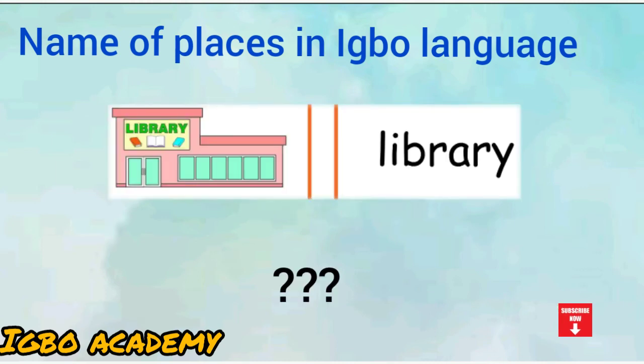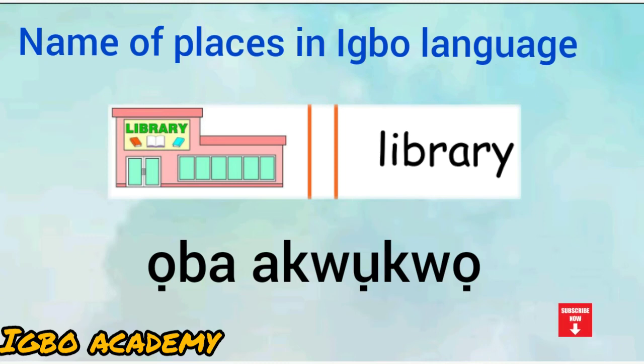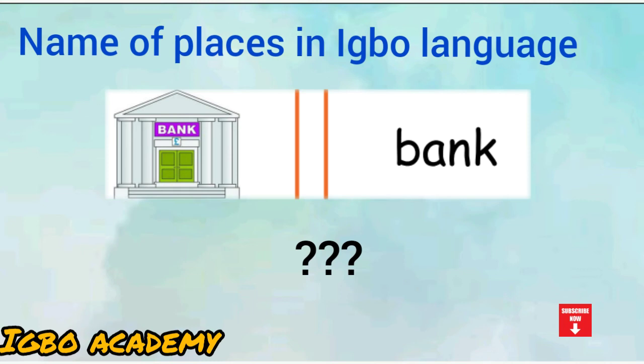What is this place? This is a library. So what do you call it in Igbo language? Guess. I know you can do it. Yes, Oba Akwụkwọ. Oba is like where you keep things, a storage of books. Oba is where you store things and Akwụkwọ is book. So that's a library.